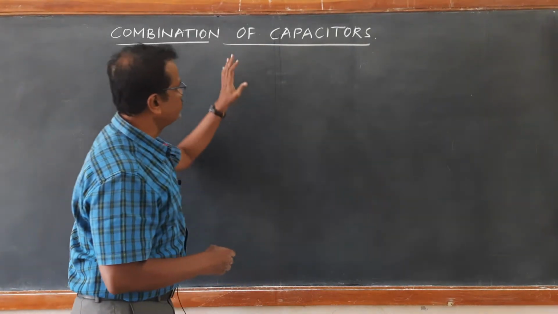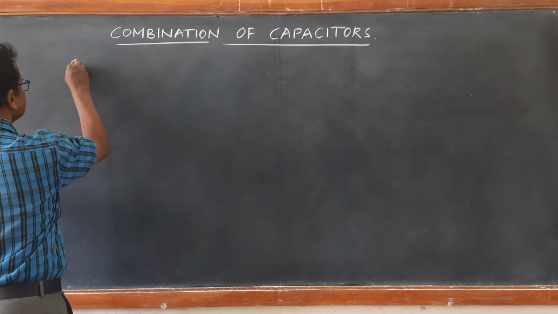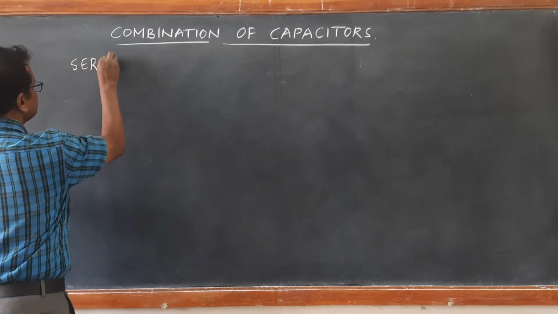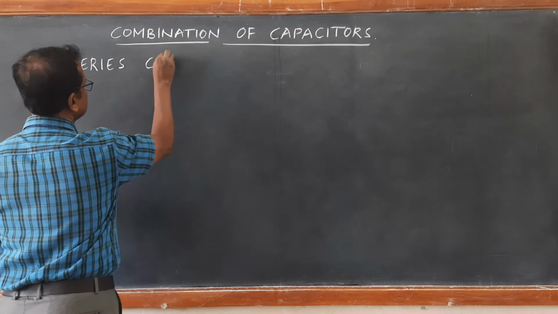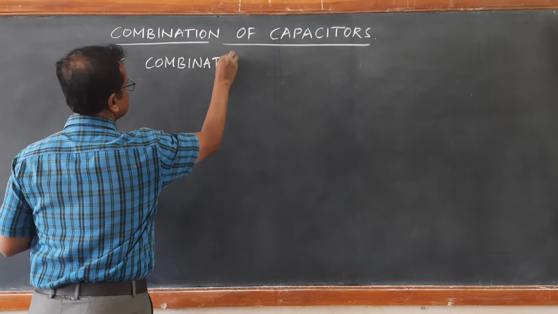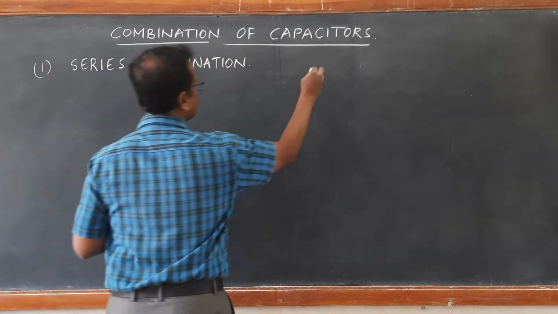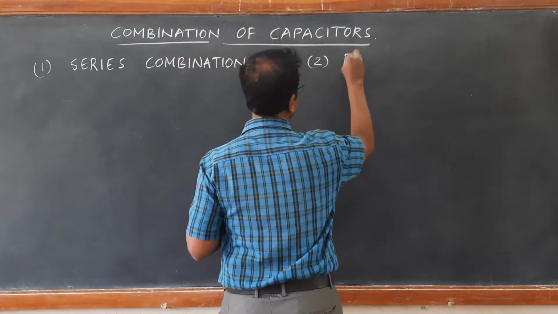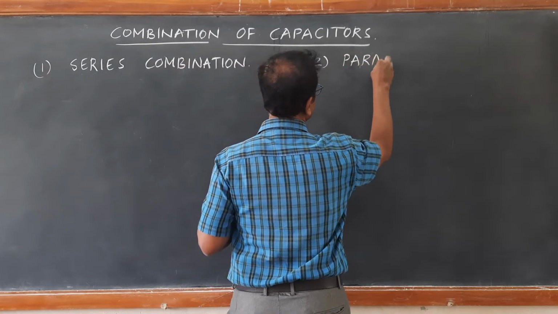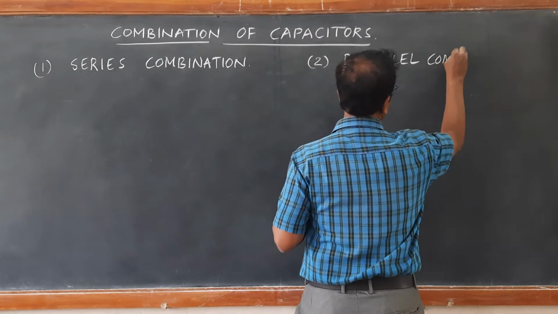So there are two types of combination of capacitors. One is series combination, another one is parallel combination.